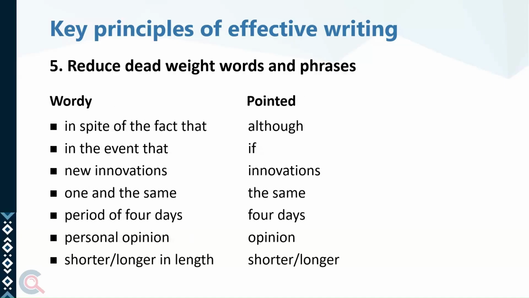Some words also, like in spite of the fact that, can be used as although. In the event that can be replaced with if. New innovations can just be said innovations. One and the same is the same. Period of 4 days, better use 4 days because period and 4 days is a repetition in itself. Personal opinion, because an opinion is personal. So using personal and opinion is already a repetition. Shorter in length is also a repetition because short and length go together. Better use either shorter or longer.